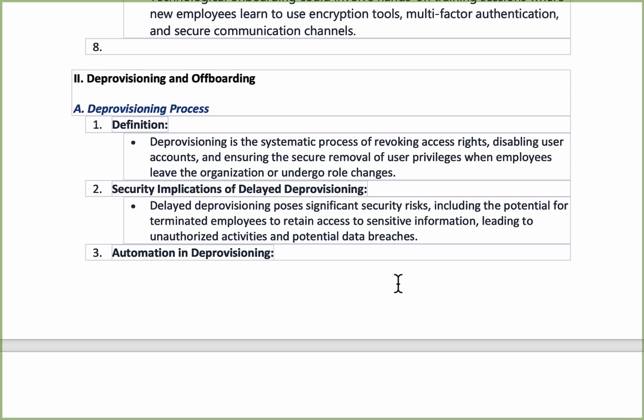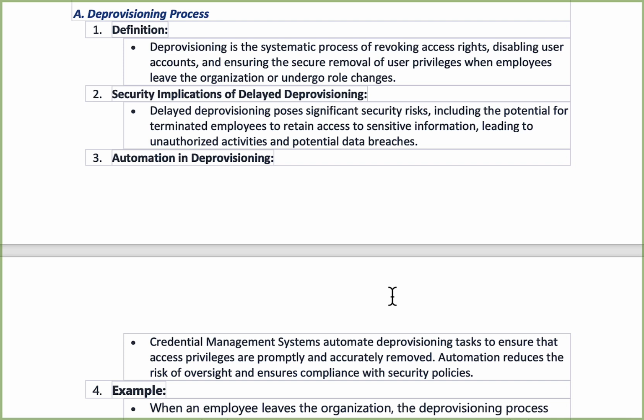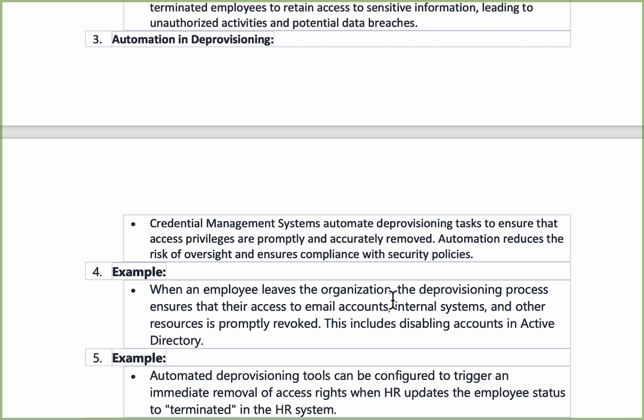So you want to make sure that you go back over and ensure that these rights have been removed and this process is completed. If you do have a good deprovisioning process, it will significantly reduce the security risk within your company, especially with terminated employees that have left the organization. Delaying it can cause you challenges. Now, another part is that there are credential management systems out there that will help you automate this deprovisioning process. I would highly recommend that you enable something like that within your organization if you have not already.